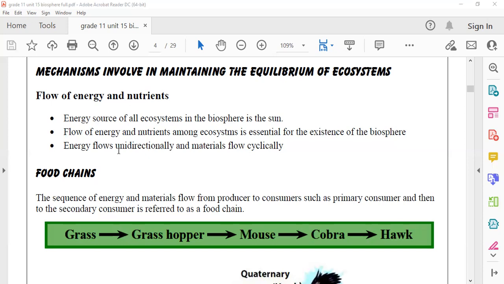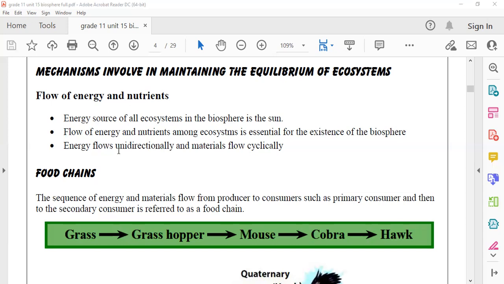To maintain it in equilibrium, there are cycles. To maintain carbon dioxide in the atmosphere constant, there is the carbon cycle. To maintain the amount of oxygen constant in the atmosphere, there is the oxygen cycle. To maintain the amount of water on the earth, there is the water cycle. Like this, there are many cycles. But for energy, there are no such cycles. The reason is that the sun is continuously giving us energy. It's an inexhaustible resource, so we will continuously get the energy.